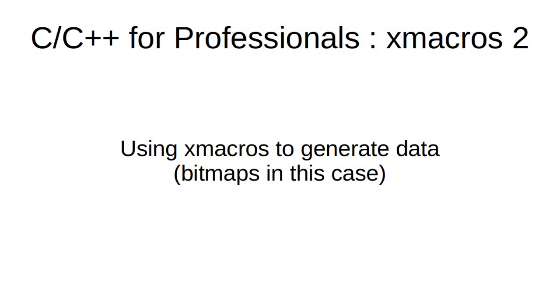Welcome back to a second tutorial looking at a different way in which you can use cross macros to make C and C++ code more maintainable. If you're unfamiliar with cross macros, please watch the first tutorial which introduces them and how to use them to create and maintain a C or C++ enum type.